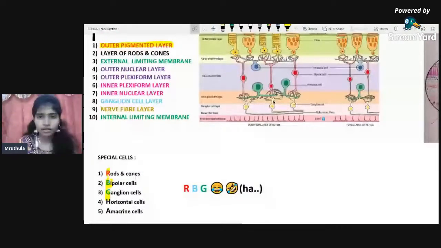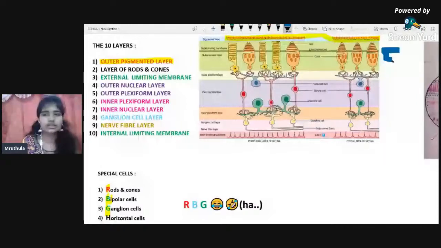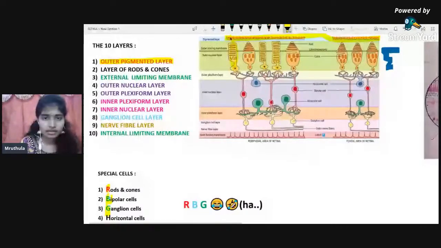Look at this diagram. Let's mark the RBG. So this layer, you can very well appreciate the rods and the cones. In this layer, we have the rods and cones. Okay, so which is a rod and which is a cone? As the name implies, the rod is a rod-shaped structure. This is the rod-shaped one. And the cone shape, the orange color one is the cone. So these are rods and cones.